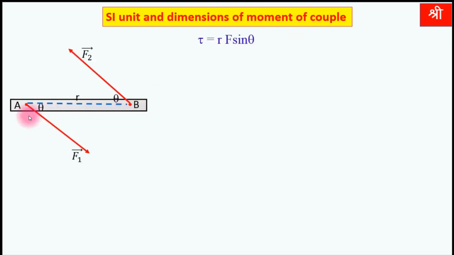Now how to find SI unit and dimensions of moment of couple. Now see this figure. We have seen moment of couple is product of one force and perpendicular distance. Now here this AB is not perpendicular distance.